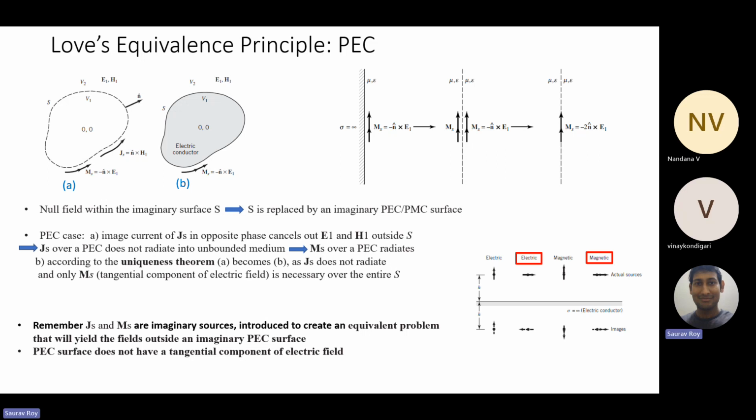So here everything plays out in this way because the image sources will cancel out. So it does not help in radiation into the unbounded medium, U1 and H1. That is how we take it. To get the radiation, we cancel out Js and only take Ms, because for Ms, the actual source and image source add up in phase.